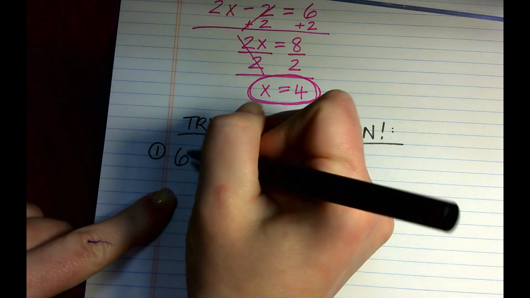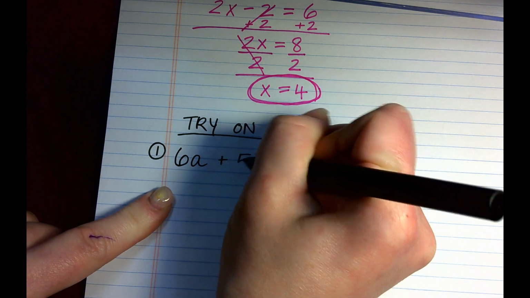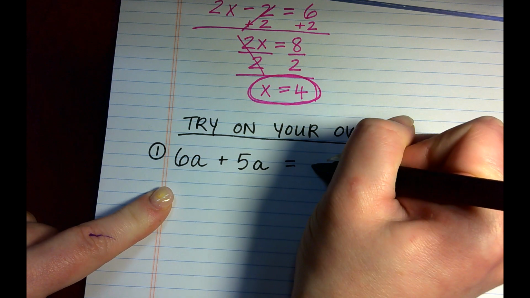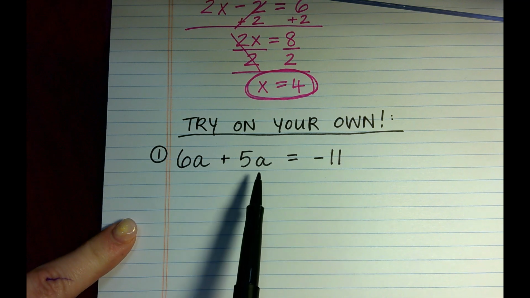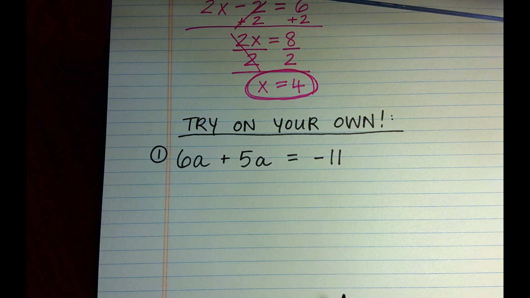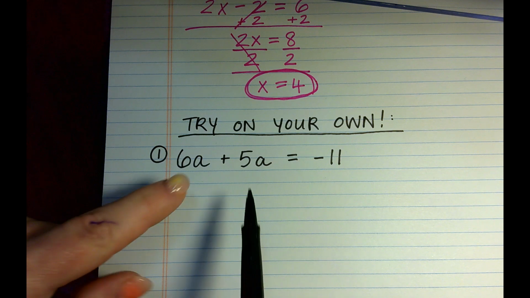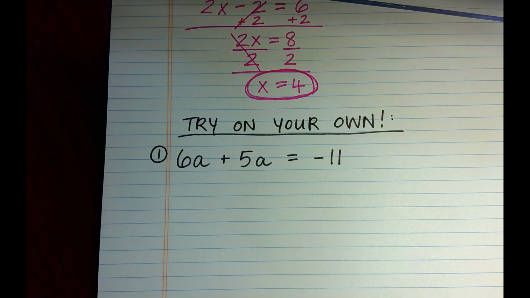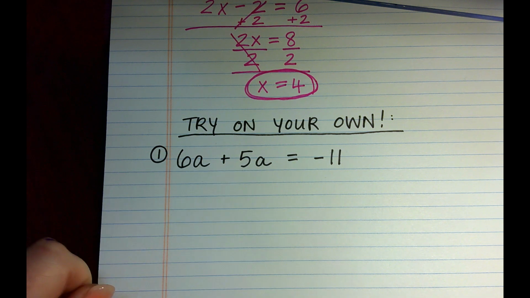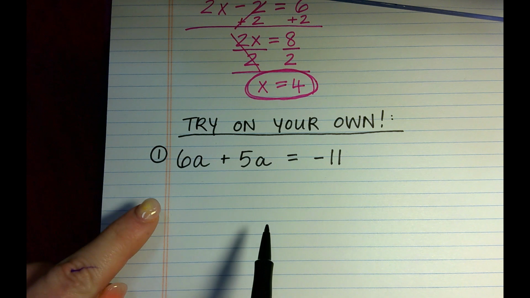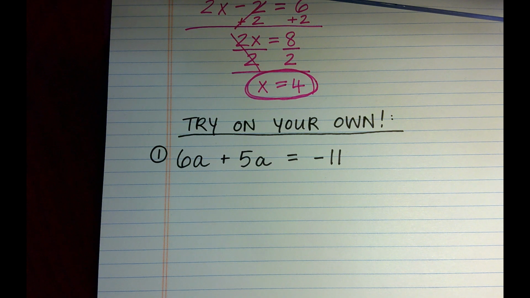Okay. So number 1 is 6a plus 5a equals -11. Who remembers what these types of terms that have the same variable are called? Like terms. If you have like terms, what can we do with them? Combine them together. You can add or subtract them. So what will I do to combine these? You add them. If we are doing it on different sides, you would subtract, okay. But if they're on the same side of the equation, we just add them together.